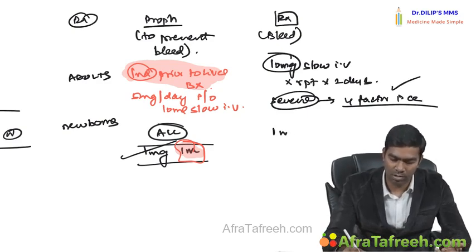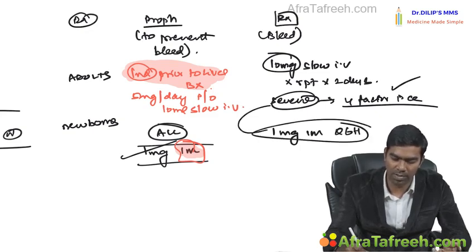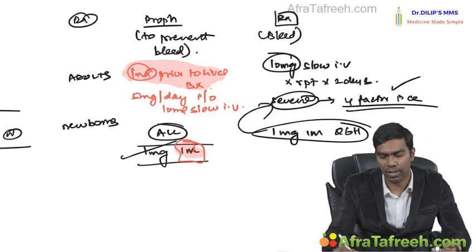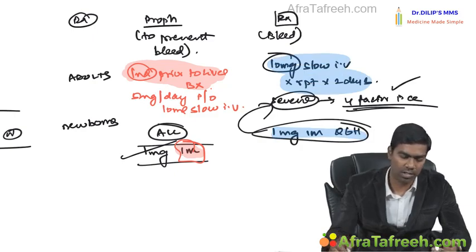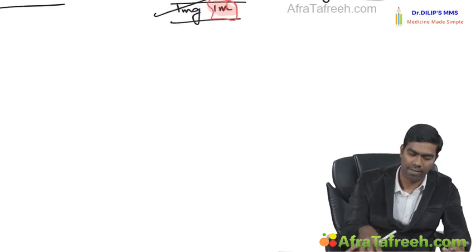And in newborns, you give 1 milligram IM every 6 hours, or if it's severe bleeding, you can prefer 4-factor prothrombin complex concentrate, like how we did for warfarin. So this is the dose for adults and children, both prophylaxis as well as treatment dose.